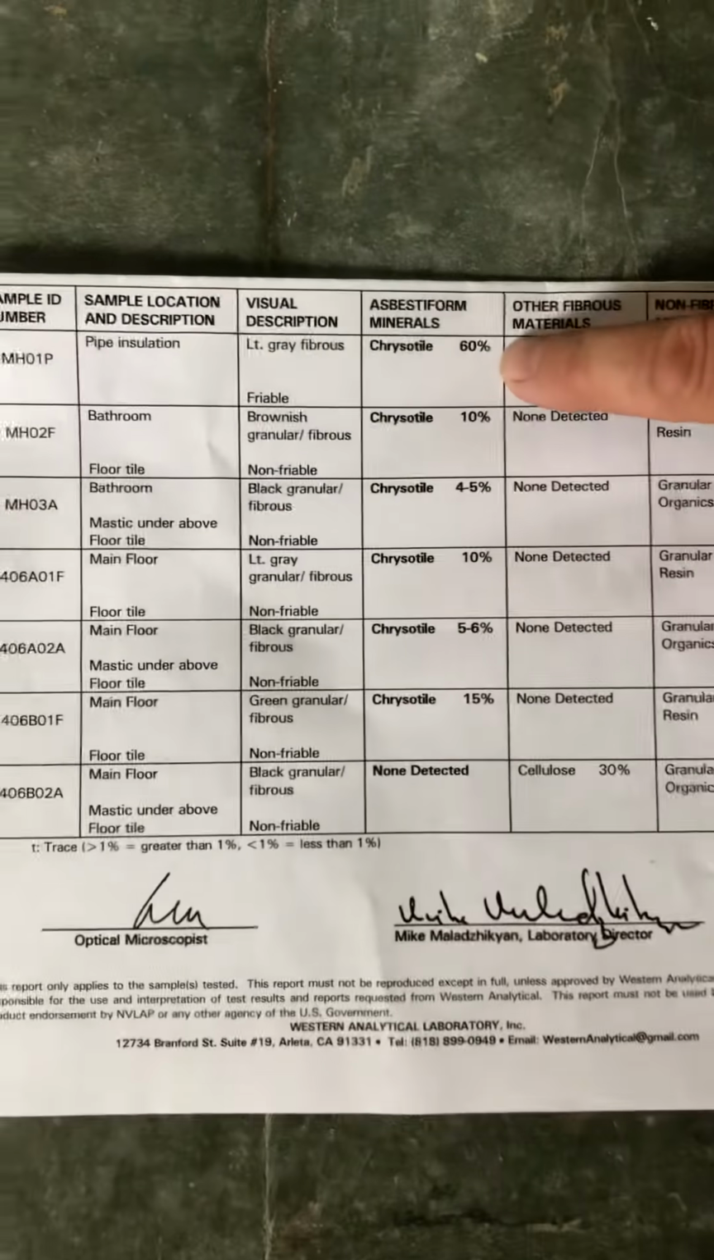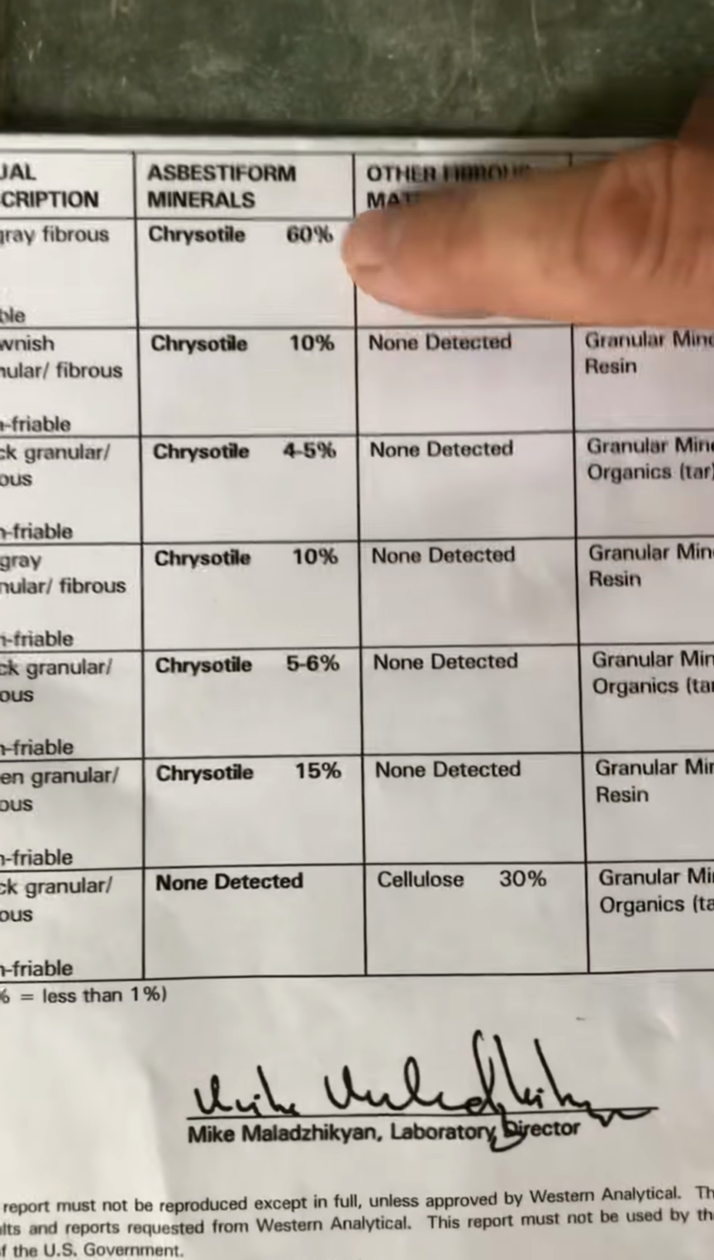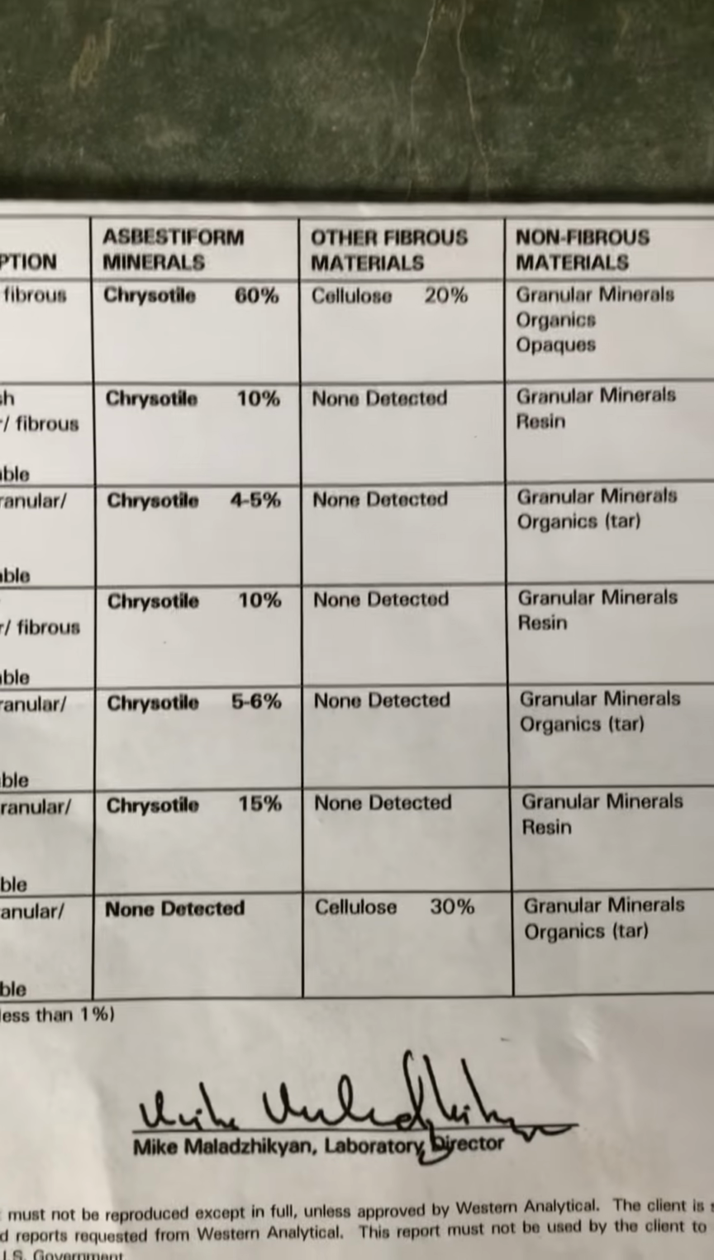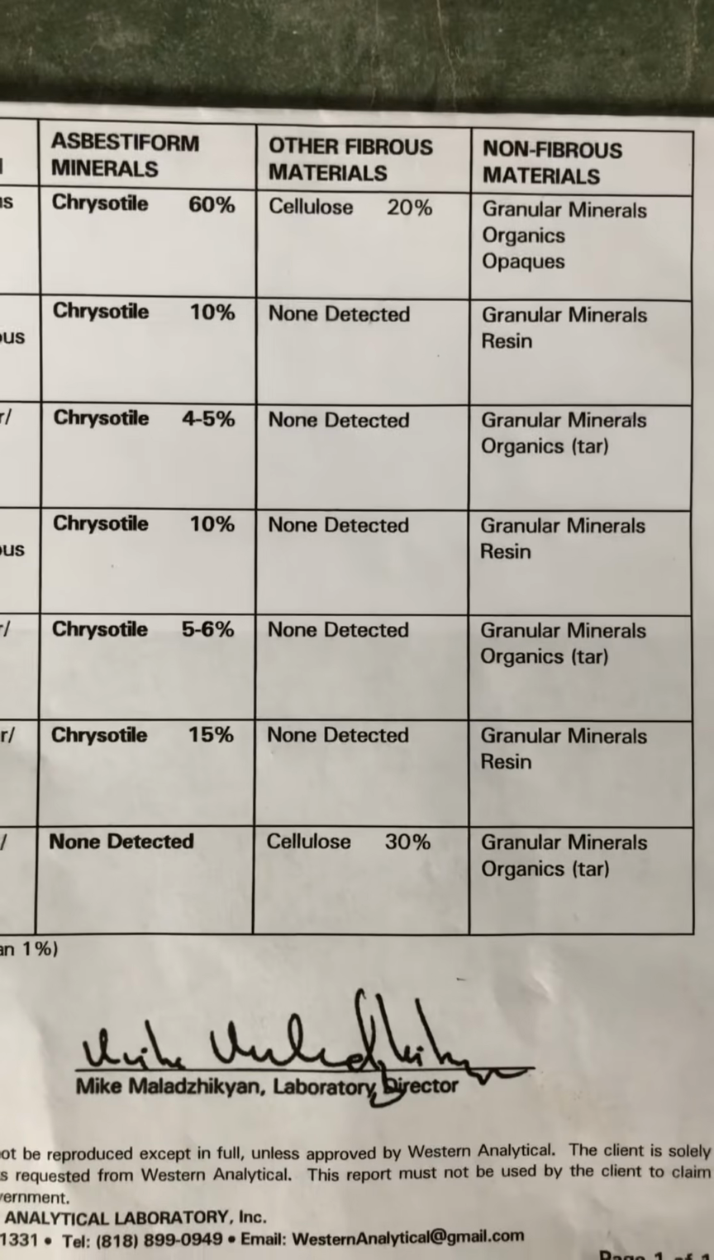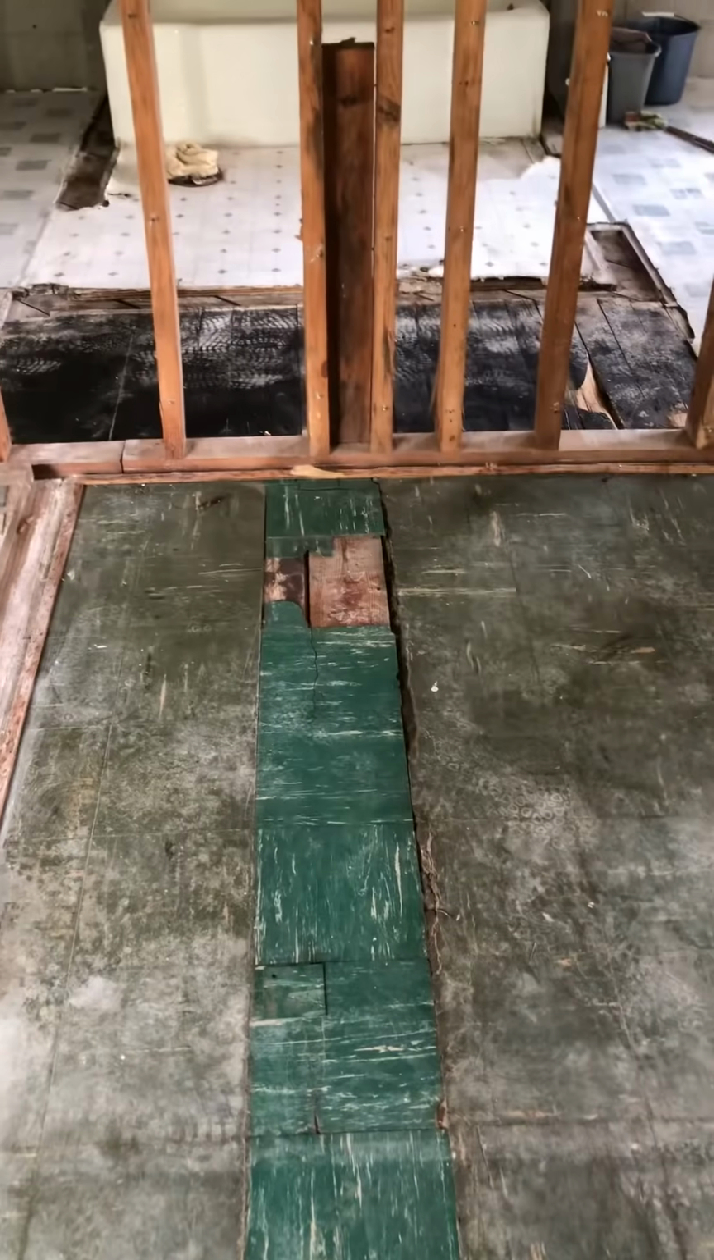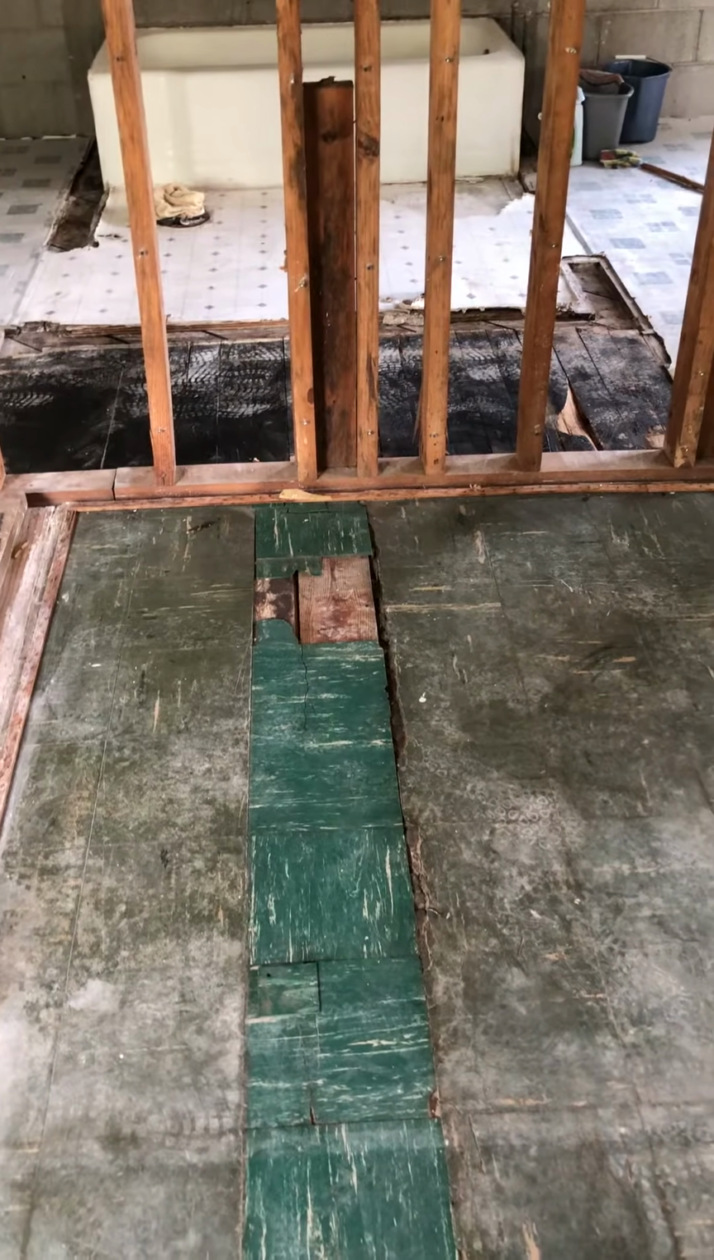The one that's most disturbing and is in a different room, there's some pipe insulation on this property. Pipe insulation is usually very friable, meaning as soon as you touch it, it turns into powder. Our particular pipe insulation is 60% asbestos, which means it's incredibly dangerous to handle.